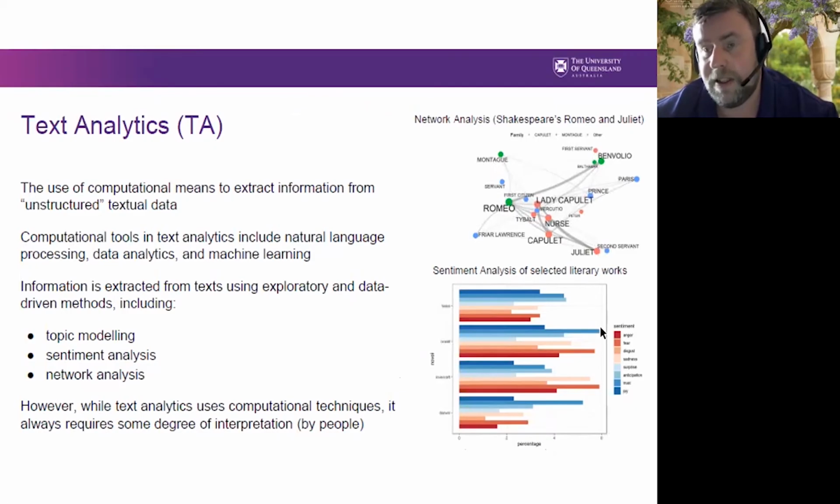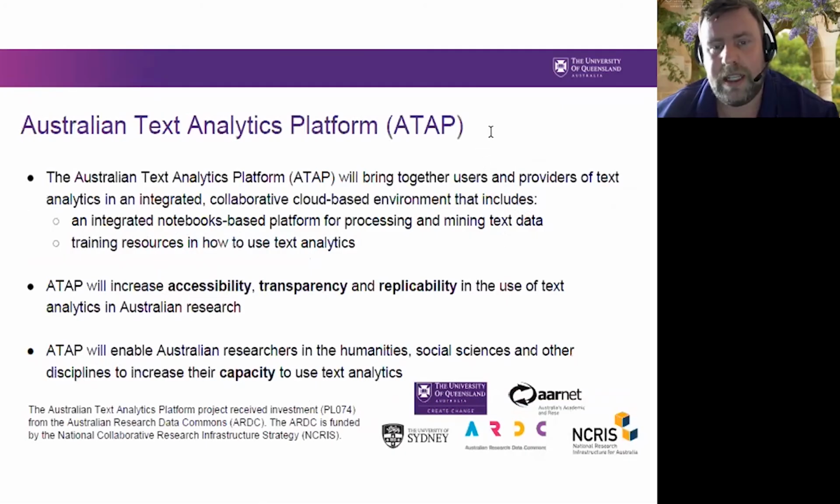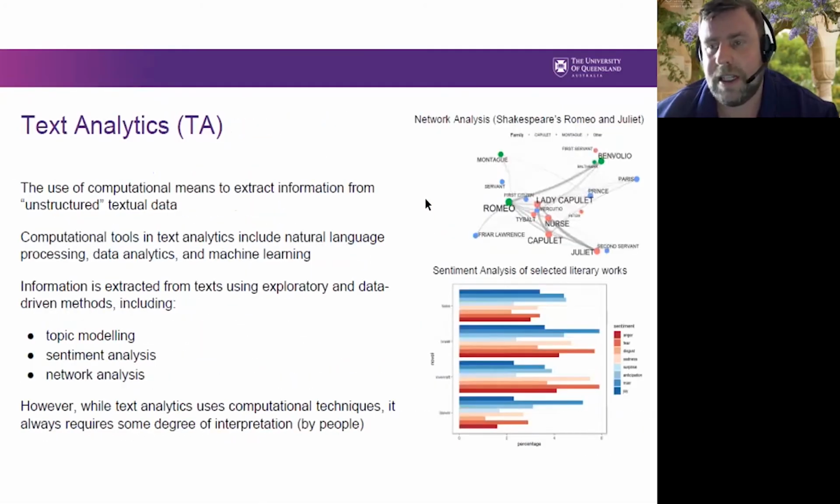We have a range of methods, but the most prominent ones are topic modeling, sentiment analysis, and network analysis. Now, I've shown you the results of topic modeling here. And what you see here in the top right is a network analysis of the personas in Shakespeare's Romeo and Juliet. The bigger the name is, the more often it occurs. And the stronger the connection, the more often these personas occur together.